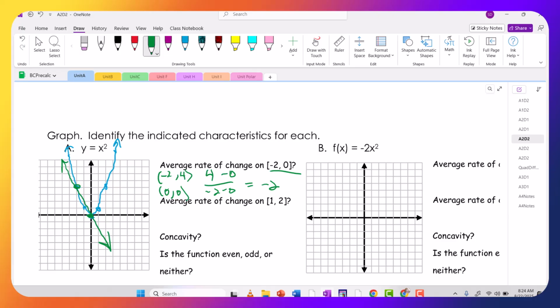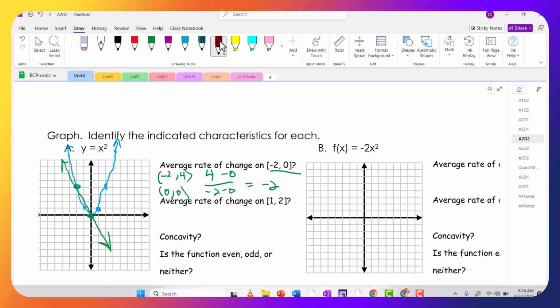1, 2, 3, 4 divided by 1, 2, negative. Actually, the 4 was negative. So when I look at this graph, it's -4 down and then 2 to the right, you still get -2. Got it? This is all average rate of change, finding the slope. And then between 1 and 2, let's do this one.